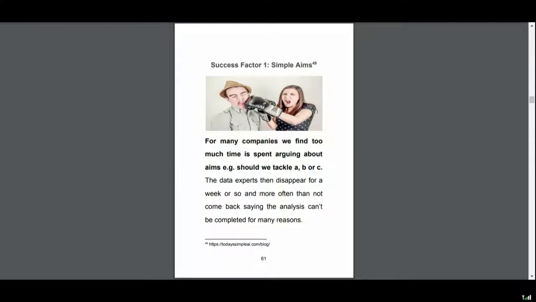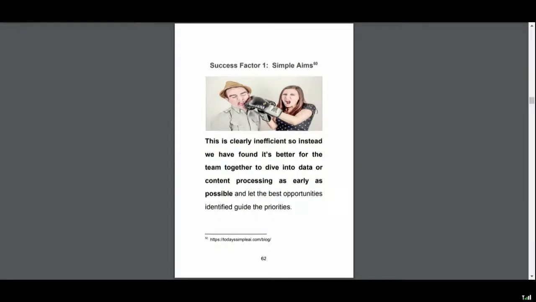Should we tackle this A or B or C or D? And then after a long extended analysis that lasts much longer than was scheduled, the data experts might disappear for a week or sometimes more, and then all too often come back saying the analysis can't actually be completed for a whole variety of reasons: lack of data, lack of tools, lack of access, lack of understanding. And obviously this is a very inefficient process.